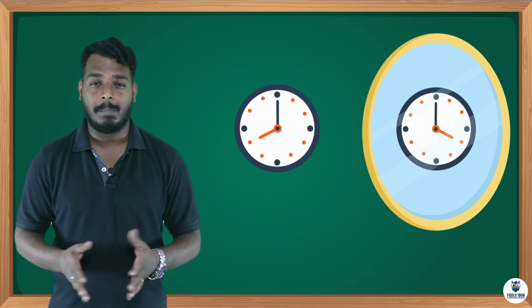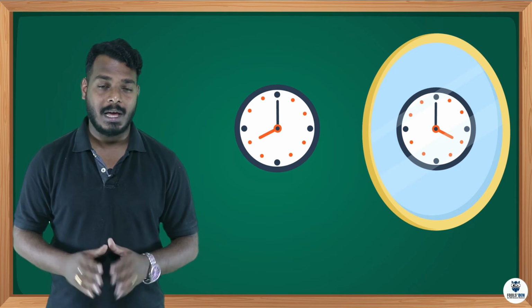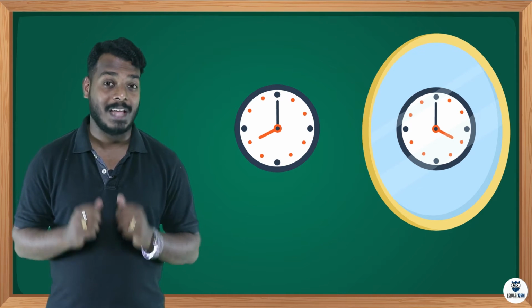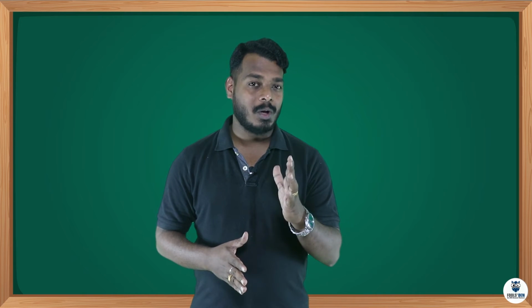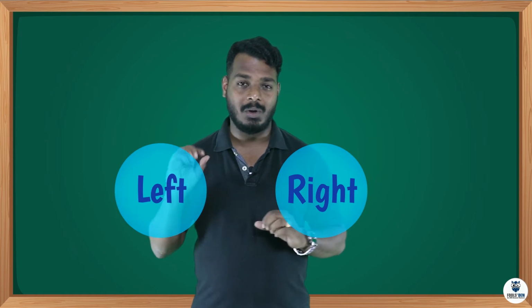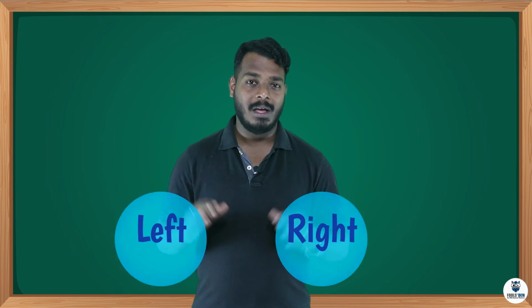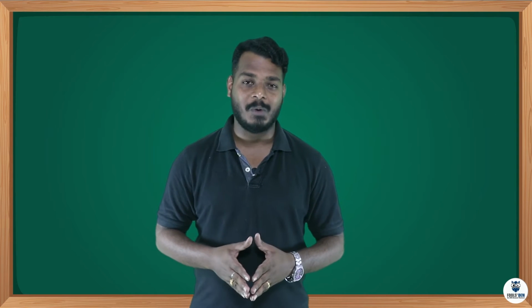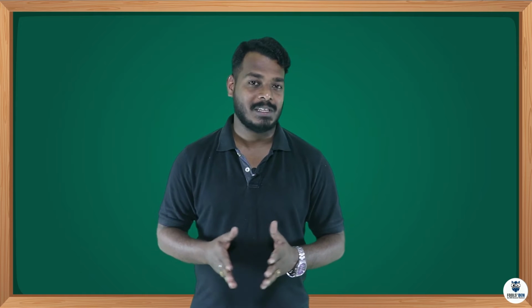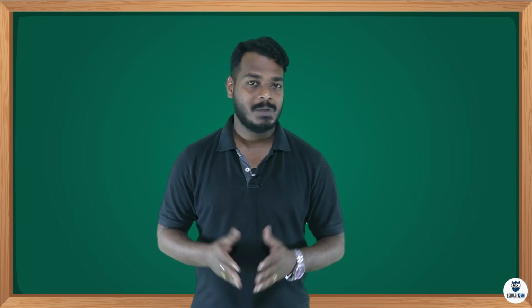I thought okay, let me look on Google. I went and Googled it out and got the answer to all my questions. Google said that whenever you look on the mirror, your right appears to be left and your left appears to be right. This is called lateral inversion, and the topic we are going to learn today is based on the same concept. Welcome to Mirror Images.